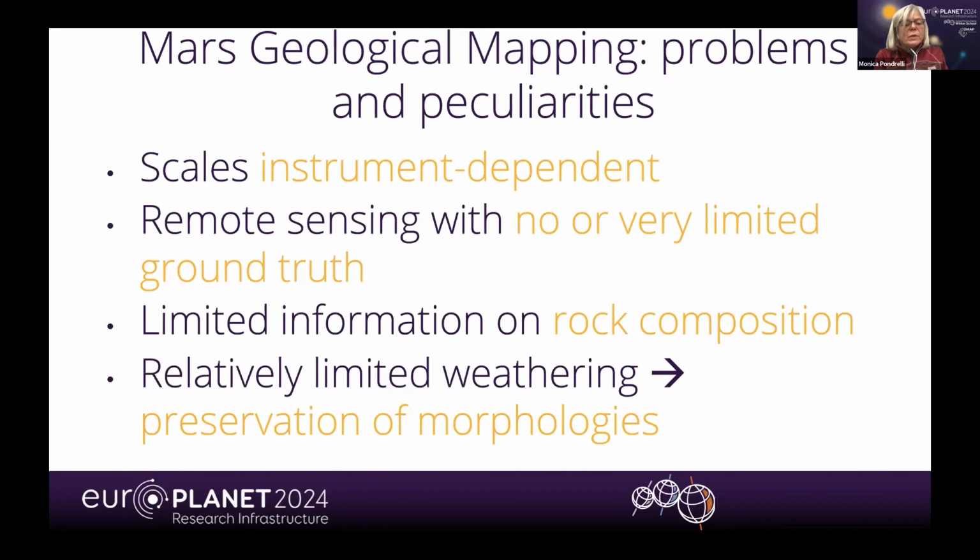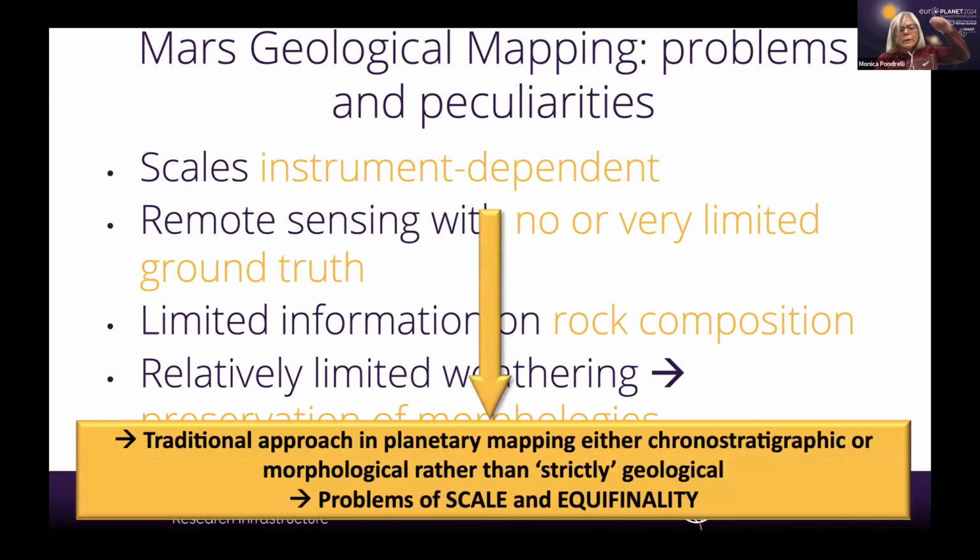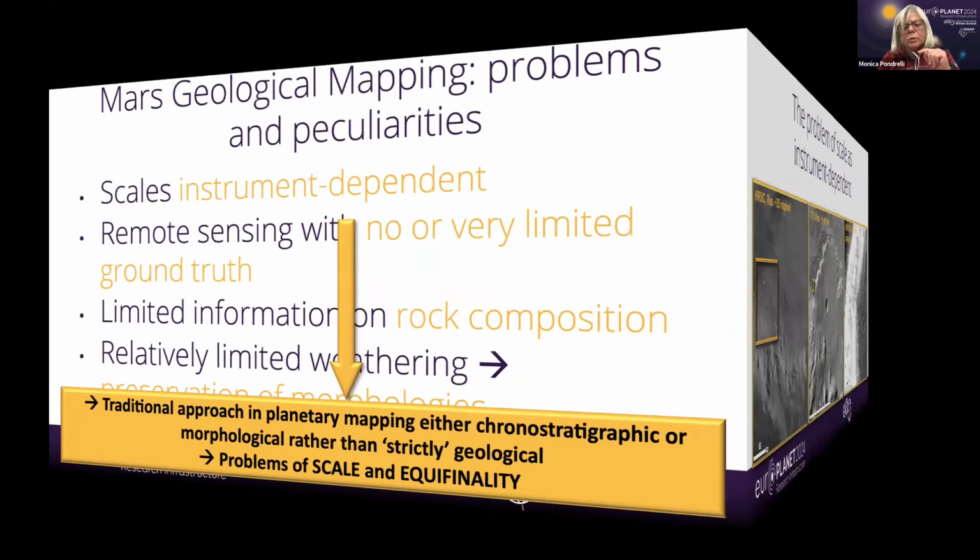On the other hand, we have a relatively limited amount of weathering, which implies a good preservation of morphologies, even in the deep geological time, unlike Earth. This is one of the reasons why the traditional approach in planetary mapping has always been chronostratigraphic or geomorphological rather than, I mean, geological as we intend it on Earth. Then we have the problems of scale. I was mentioning something, but also of equifinality. I will go back to this in a second.